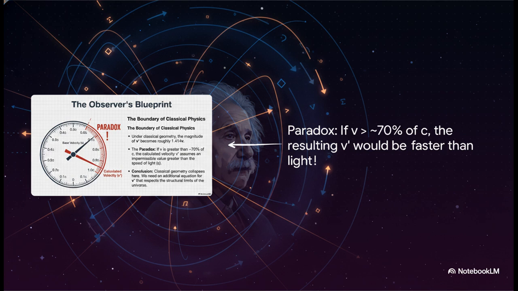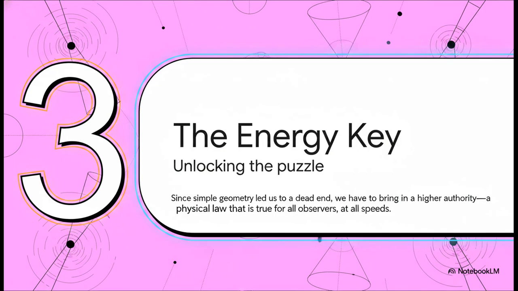The universe has a speed limit. So our everyday intuition completely falls apart right here. We need a better tool. Since our trusty old geometry led us into an impossible situation, we've got to bring in a higher power, a law of physics that holds true for absolutely everyone, at any speed, no exceptions.